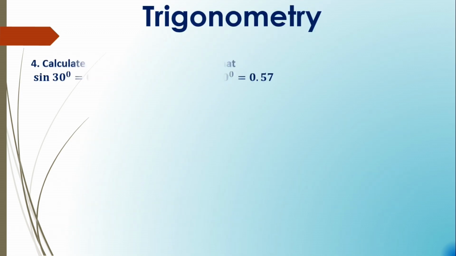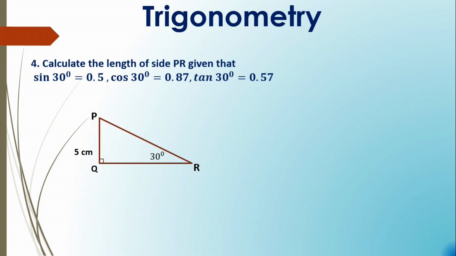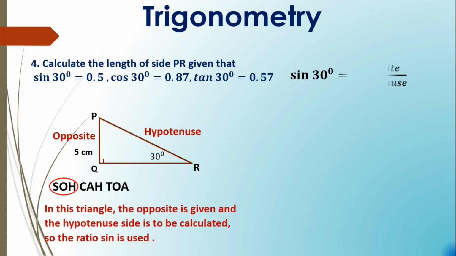A fourth example. In this triangle PQR, you are asked to find the length of PR, that is the hypotenuse. The given side is the opposite of 30 degrees, which is 5 centimeters. According to the acronym SOHCAHTOA, you will notice that we are going to use the trigonometric ratio sine, which is equal to opposite over hypotenuse.